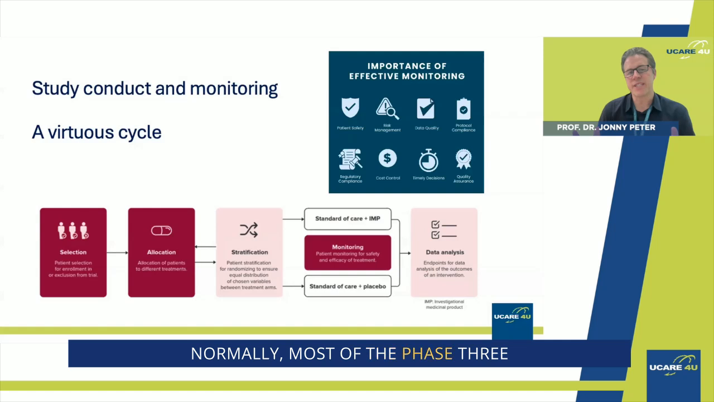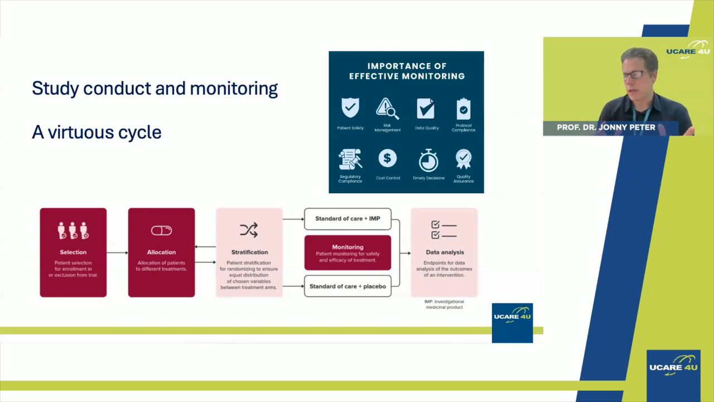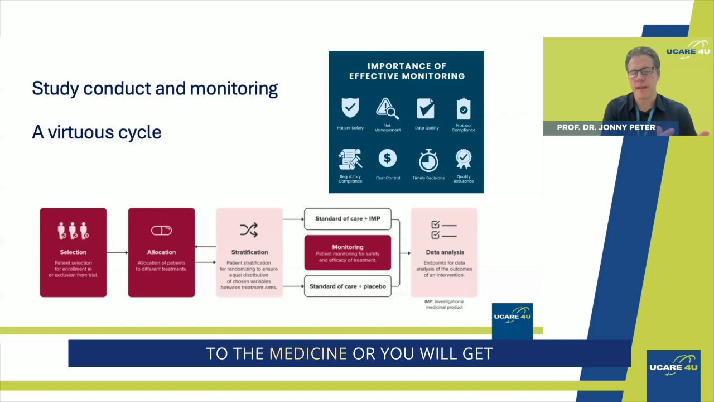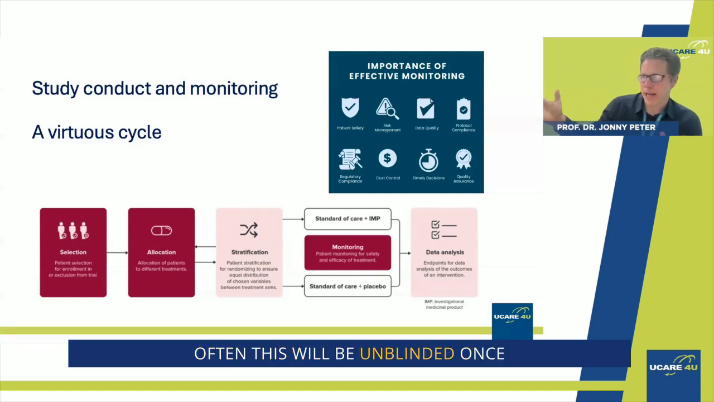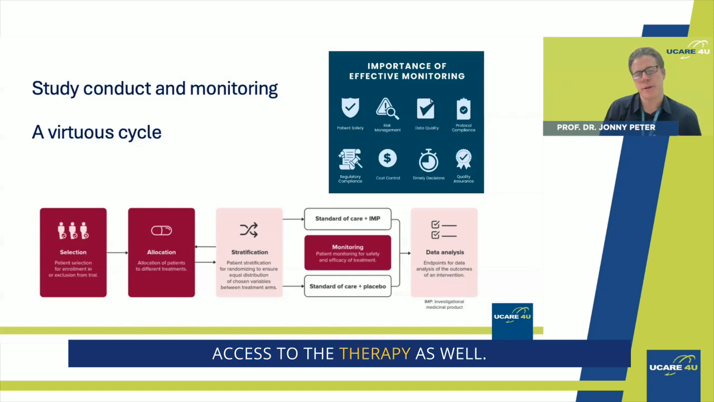Once you are selected, you get what's called randomized to a particular allocation. Normally, most of the phase 3 studies are what we call double-blind, placebo-controlled studies. What that means is that you will either get allocated to the medicine or you will get allocated to a placebo, and nobody knows. You don't know, and the investigators don't know what allocation you've got. Often this will be unblinded once the study is over, and many times patients on placebo will then get access to the therapy as well.